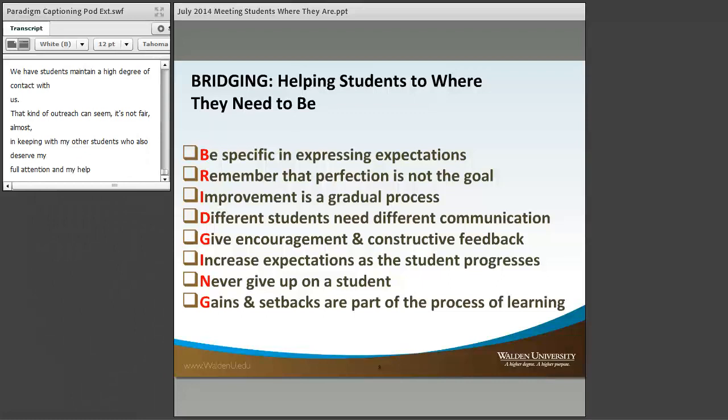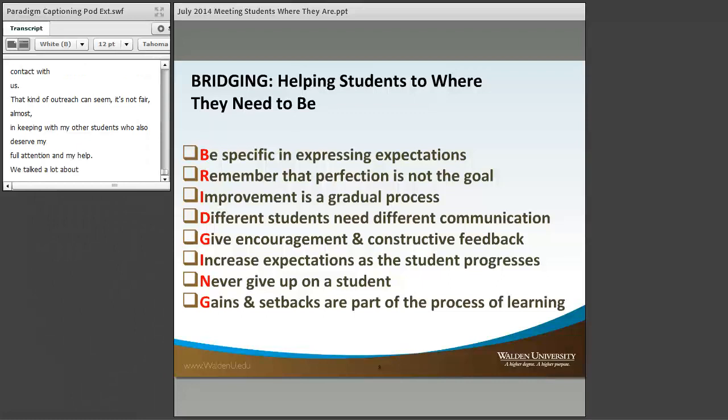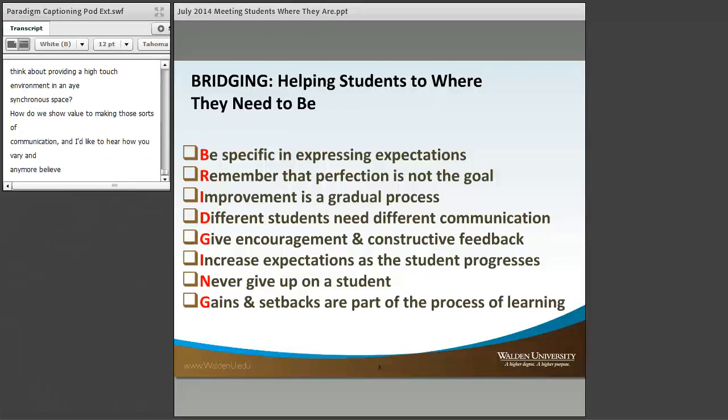We talked a lot about what that means and what that looks like. How do we help students who require differing degrees of what some people think of as hand-holding, but I think of as providing a high-touch environment in an asynchronous space? But how do we measure and show value in making those sorts of outreach and communication? I'd love to hear from you about the ways that you vary and are nimble in your communication based on the individual who needs outreach.